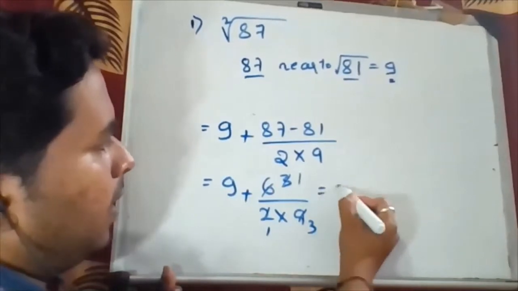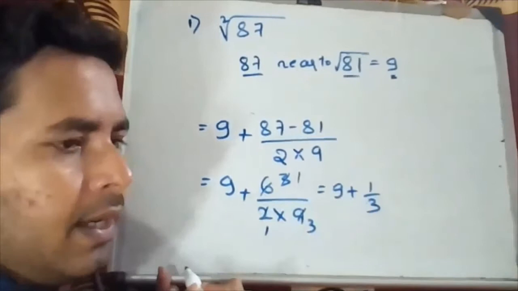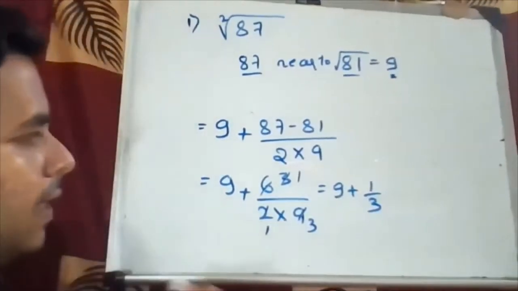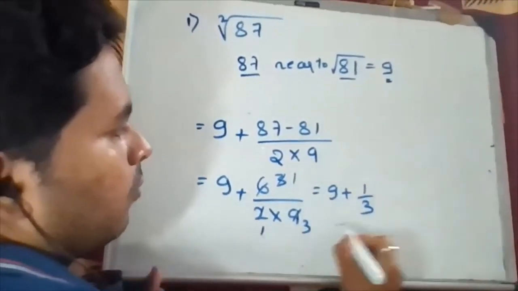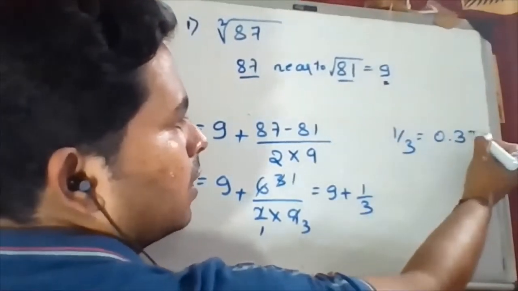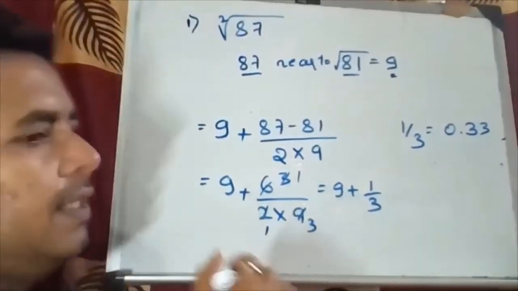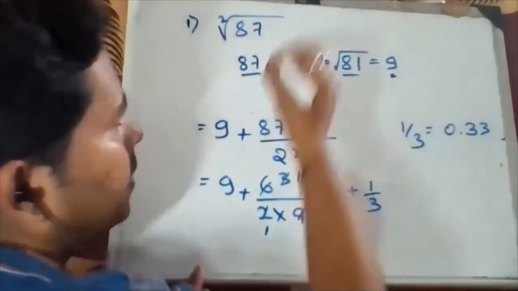Now what will you get? 9 plus 1 by 3. So what is the value of 1 by 3? That is 0.33.